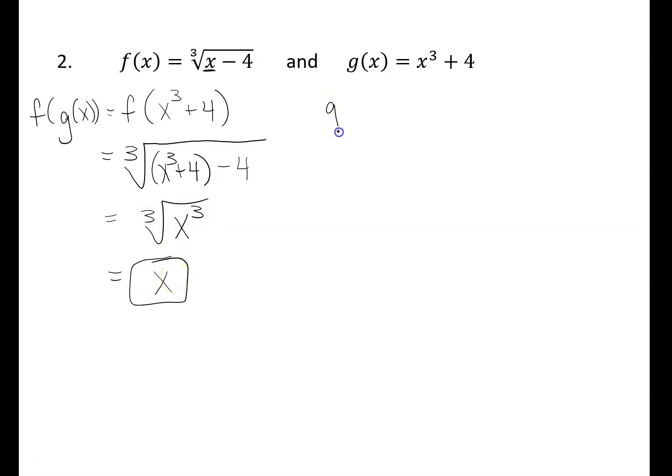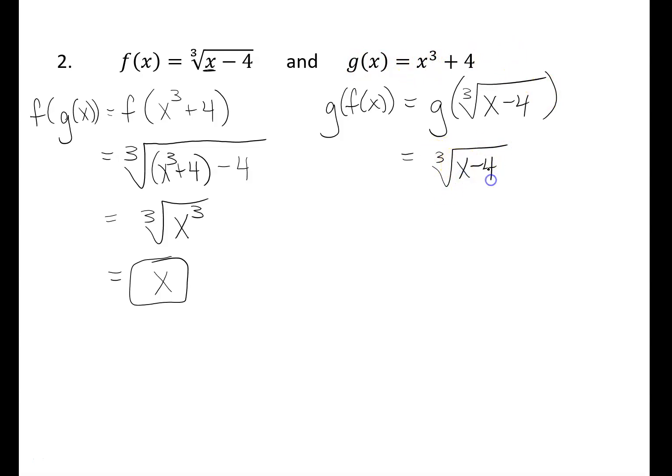Okay, let's try g of f of x. So that would be g of the cube root of x minus 4. All right, so look at function g. It starts right away with x, so that's where we put our radical. Cube root of x minus 4. All of that goes in place of the x. That's going to be cubed, and then we need a plus 4.